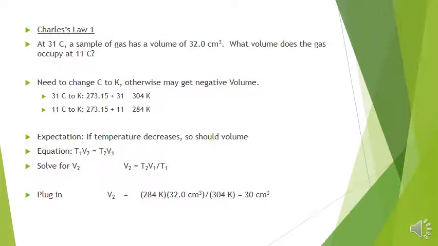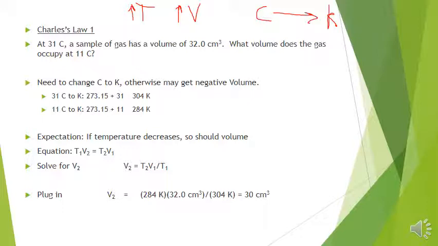All right, now let's do Charles' law. Charles' law is the relationship between temperature and volume. They're directly proportional, so as you change one, the other one will change in the same direction. If you increase temperature, the volume will go up, and the other way around. Now, if you have Celsius, you've got to go to Kelvin. You can't do this in Celsius. You've got to do them in Kelvin.